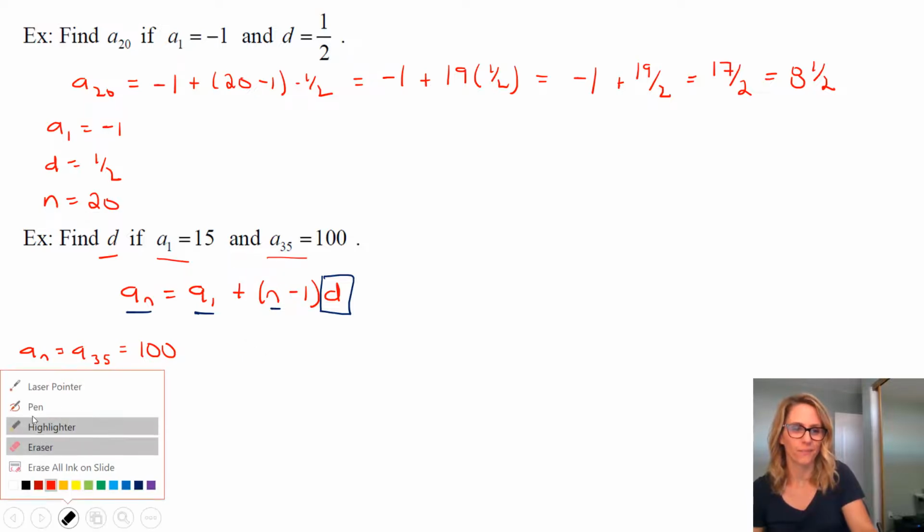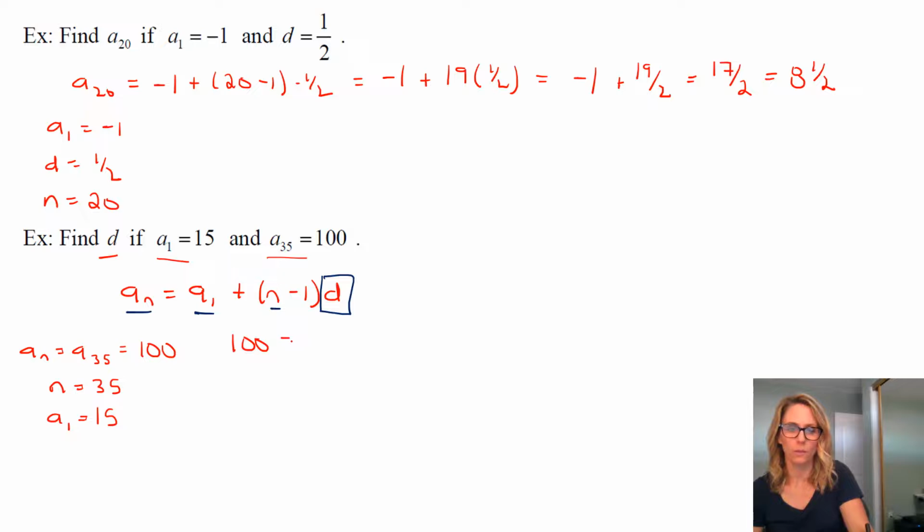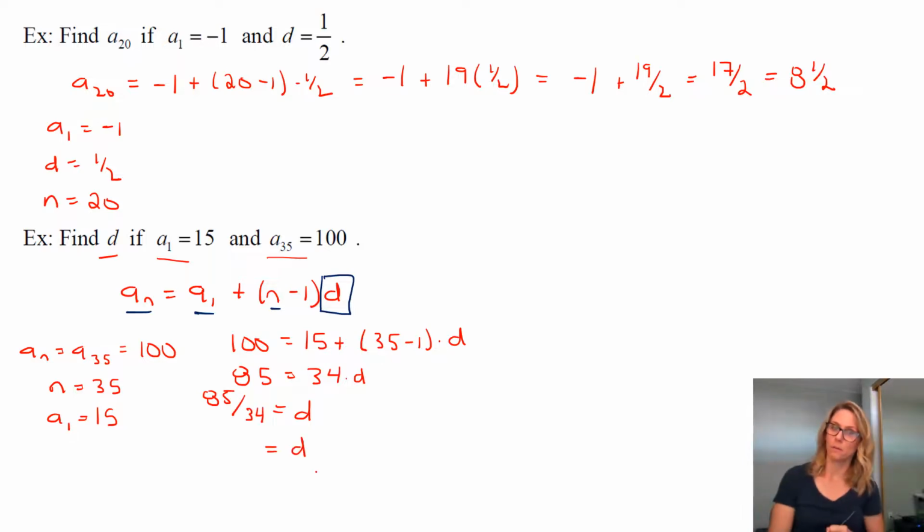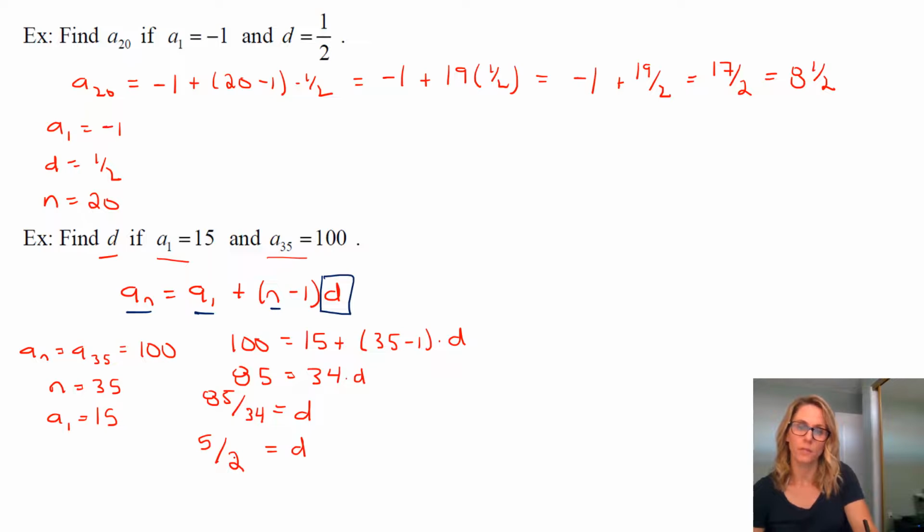That's on the left-hand side. We have 100 equals 15 plus n minus 1, so I can write that 35 minus 1 times d. I can subtract 15. I can have 34 times d, and now I divide by 34. And you might be thinking, whoa, it's a weird fraction. But actually, it does have a common factor, and the common factor is 17. So 85 divided by 17 is actually 5, and 34 divided by 17 is 2. So our difference is 5 halves.